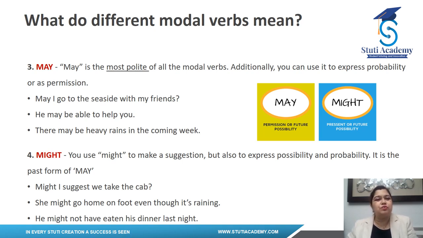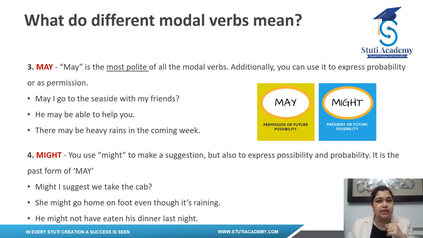Now let's move on to the might modal verb. Might is used to make a suggestion. So something that might happen or something I might suggest to you. It is also used for possibility and probability. So it is the past form of may. Okay, may if you're talking about now, might is the past form of may.